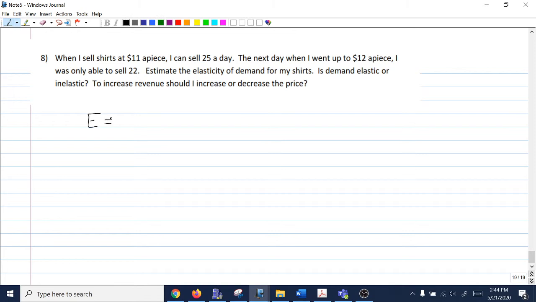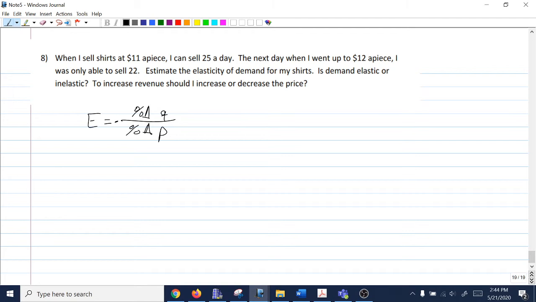We saw two formulas for elasticity. This one is probably better off with the percent version of elasticity. Elasticity is the opposite of the percent change in quantity over the percent change in price. Do I have this right? I always get this wrong. I get this wrong often enough that I'm going to stop for a second and double check that I have this right, because yes, Q on top, P on bottom.